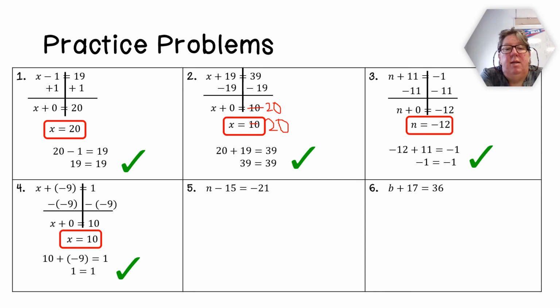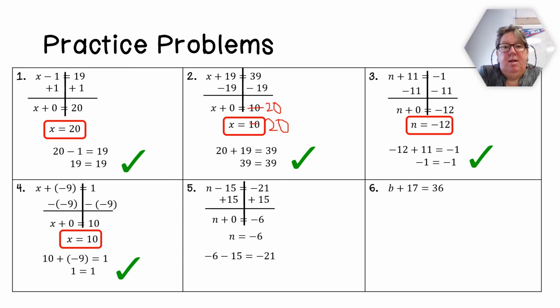All right, n minus 15 equals negative 21. We want that n alone. So how do we turn that minus 15 into a 0? We're going to add 15 to both sides. So then we end up with n plus 0 is equal to negative 6. So our possible solution is n equals negative 6.